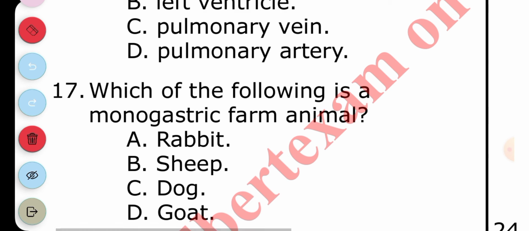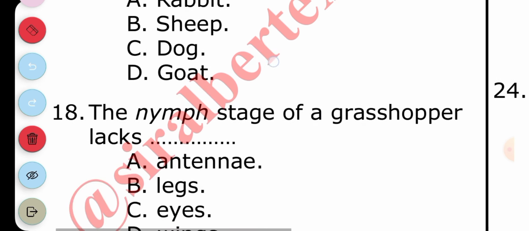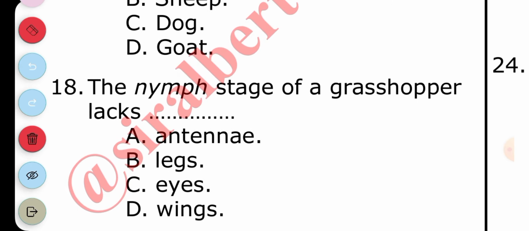17. Which of the following is a monogastric farm animal? So we have A, rabbit, B, sheep, C, dog, D, goat. The answer to question 17 is C, dog. 18. The nymph stage of a grasshopper lacks A, antenna, B, legs, C, eyes, D, wings. The answer to question 18 is D, wings.